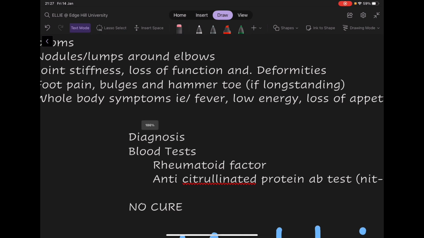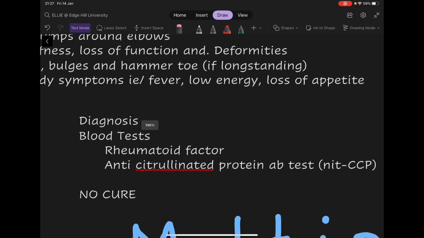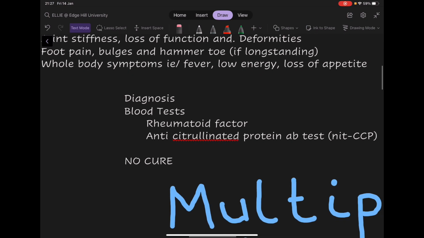It tends to be diagnosed through blood tests, such as testing for the rheumatoid factor and the anti-citrullinated protein antibody test. And sadly, there is no cure. We can only treat the symptoms.